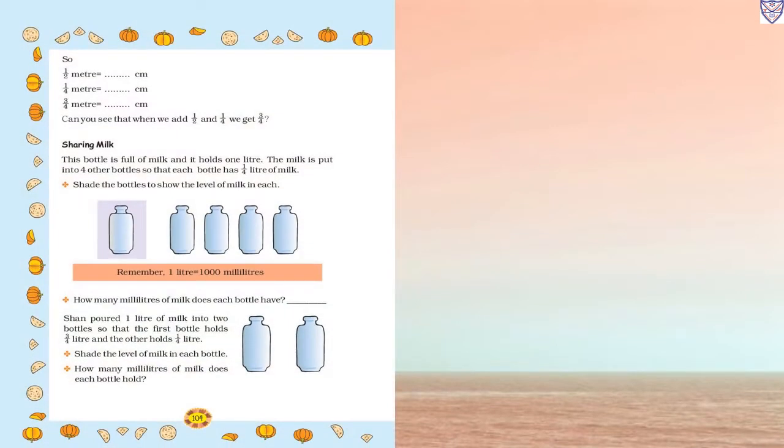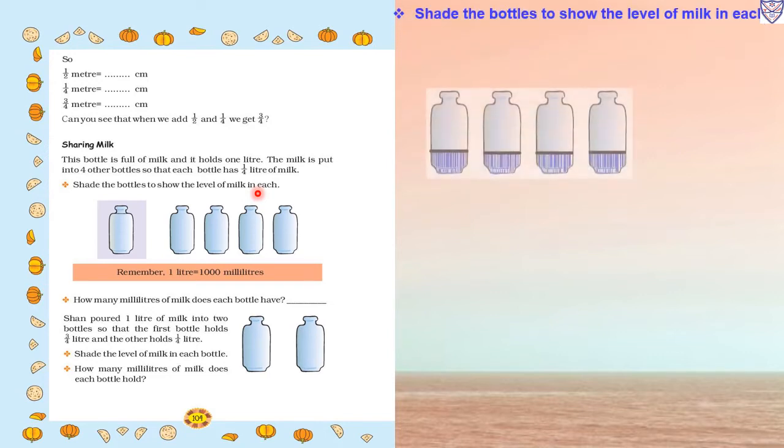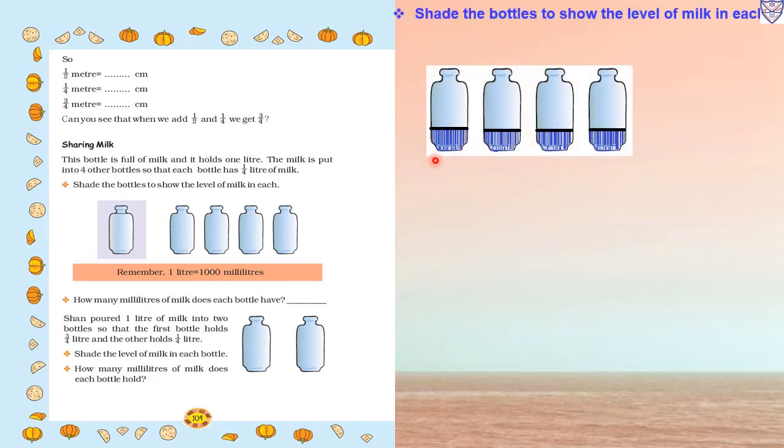Now page number 104, same page. Sharing milk. This bottle is full of milk and it holds 1 liter. The milk is put into 4 other bottles so that each bottle has 1/4 liter of milk. So they have put the 1 liter of milk in 4 bottles, and each is now holding 1/4 liter of milk. Shade the bottles to show the level of milk in each. So we have to shade. 1/4 liter means it is less, so we have to shade this way.